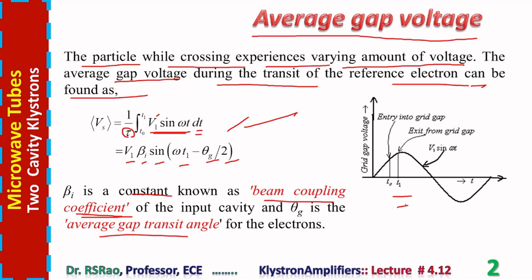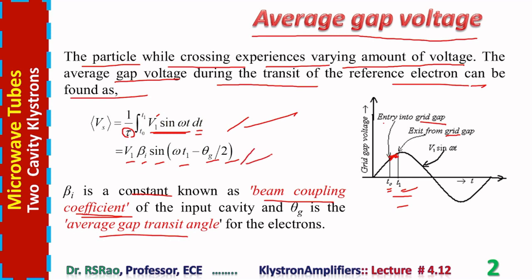In this diagram, t0 indicates entry into the gap. t1 indicates exit from the gap. From t0 to t1, the gap voltage is not constant, it is increasing. It may be decreasing also, it depends upon the t0, t1 location. But here it is increasing. What is the average voltage? It may be somewhere here for this case.